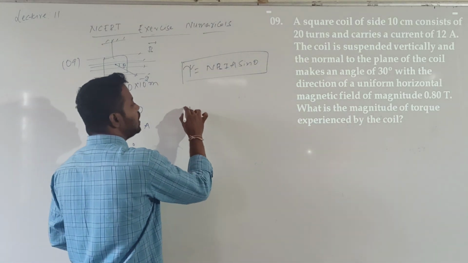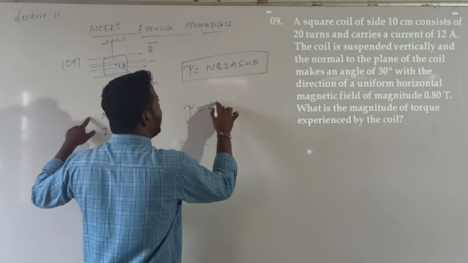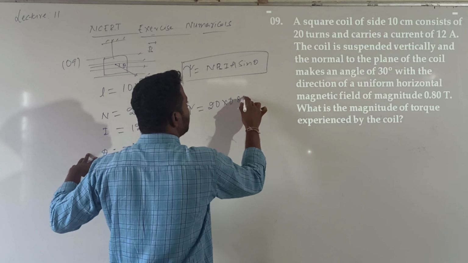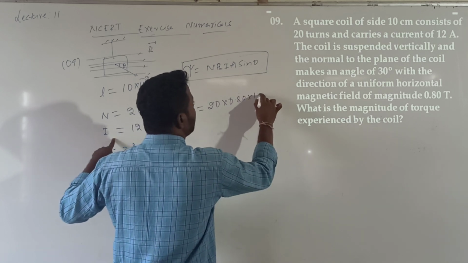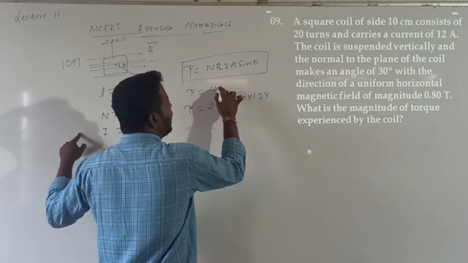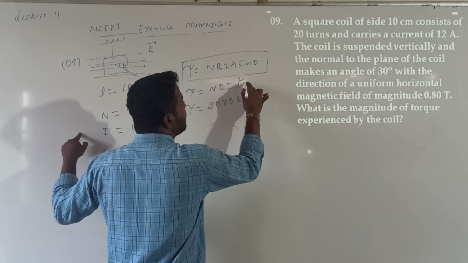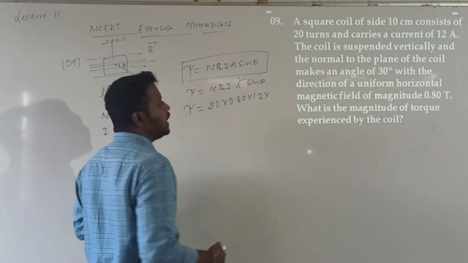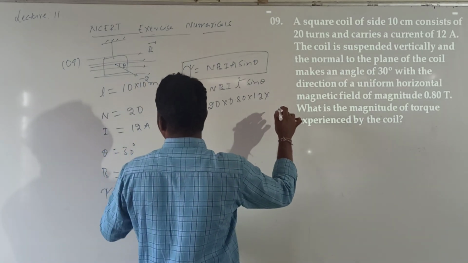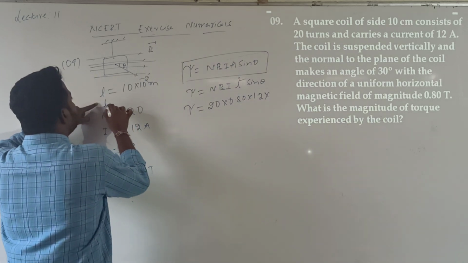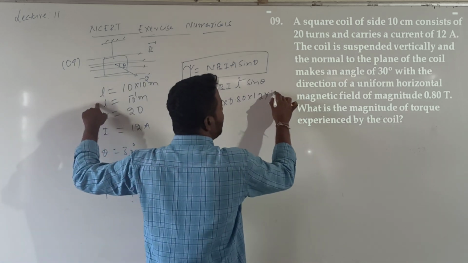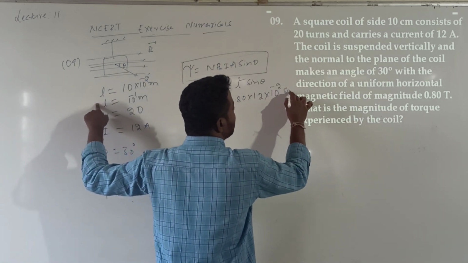So can I substitute values? N value 20 into B value 0.80 into current value 12. What is the area? Can I write N into B into I into area, where area is L square. Square loop area is given by L square. So 12 into L square value, that is L value 10 into 10 power minus 2, which means 10 power minus 1 meters. L square value is 10 power minus 2, into sin 30 degrees.